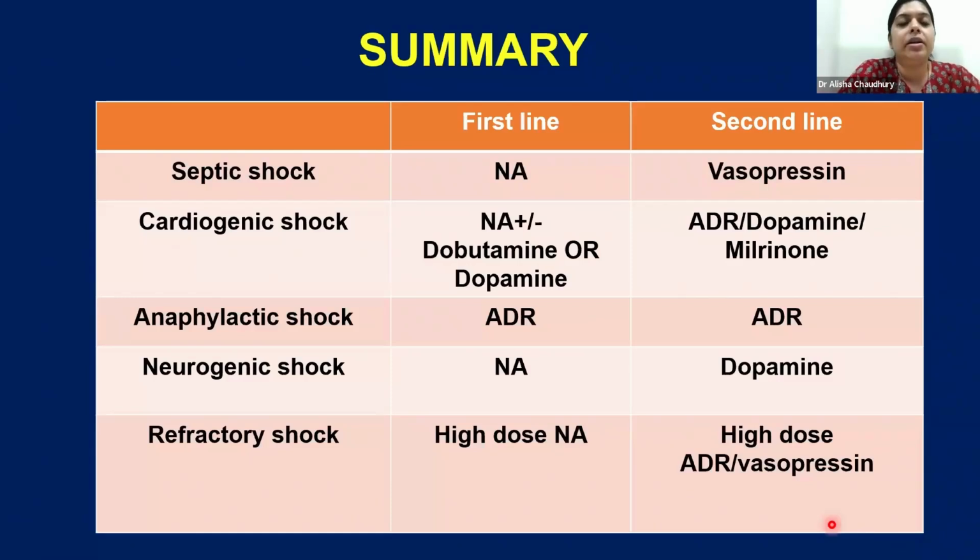Cardiogenic shock, again noradrenaline if required, dobutamine also for improving the contractility of the heart, or dopamine. Second line can be again adrenaline, dopamine, and in some cases milrinone. Anaphylactic shock, it's ADR and ADR. Okay, that we have to remember. Neurogenic shock, drug of choice, again Norad. Second line we can add dopamine, because in neurogenic shock the most common problem will be bradycardia, where you will want a drug with little beta 1 action. Refractory shock: high dose Norad, high dose ADR and vasopressin, and now methylene blue.